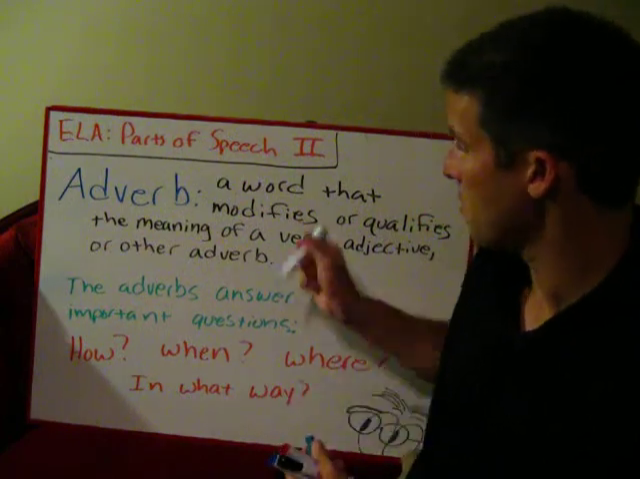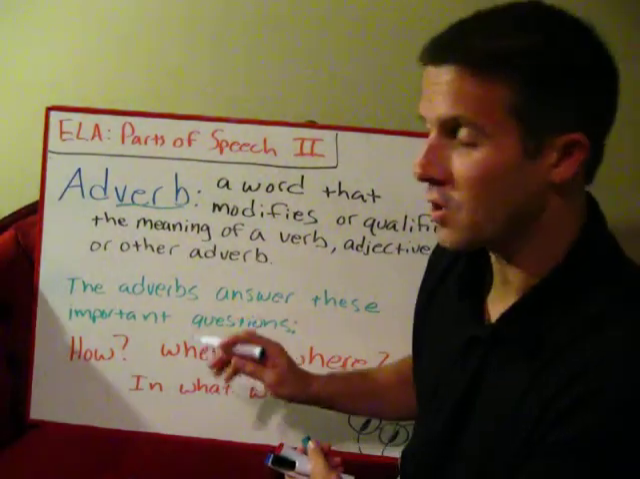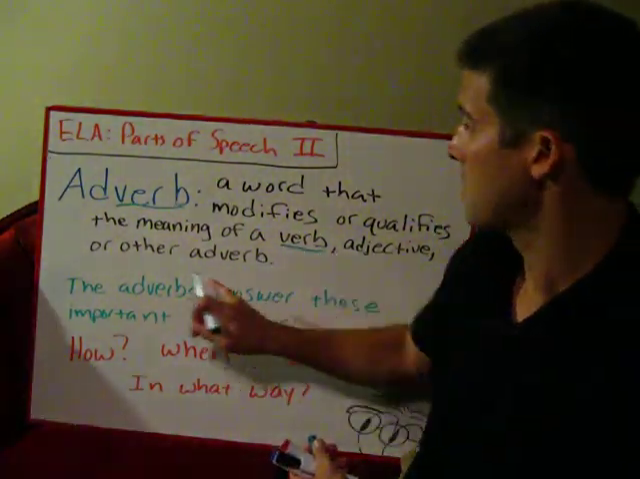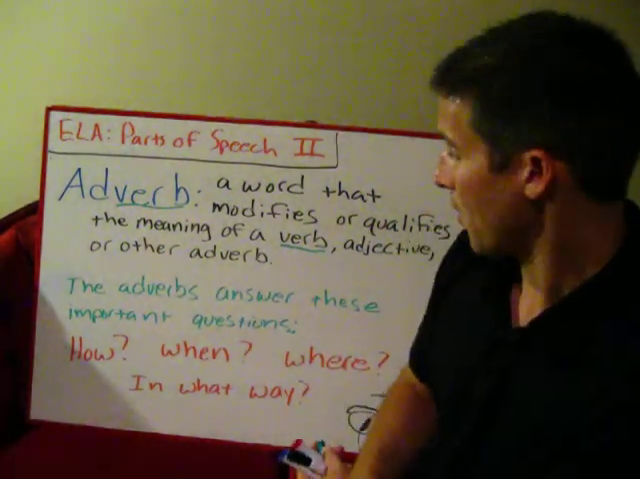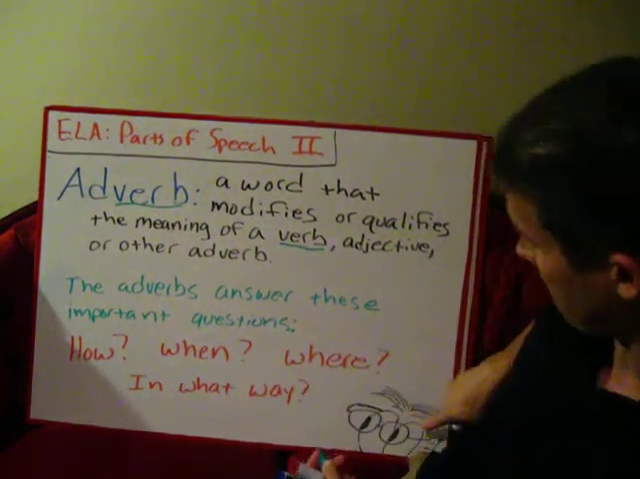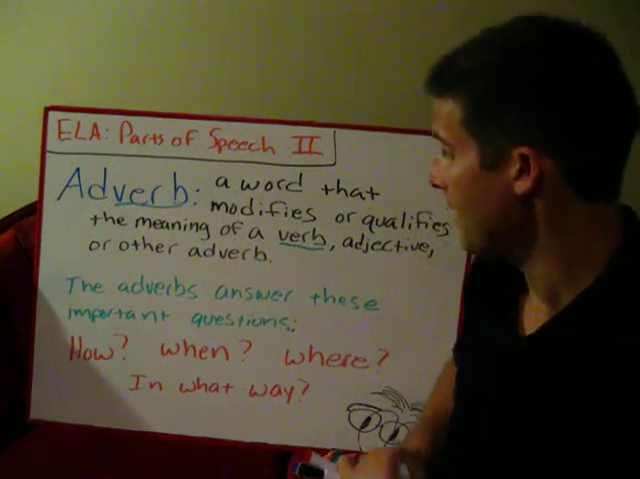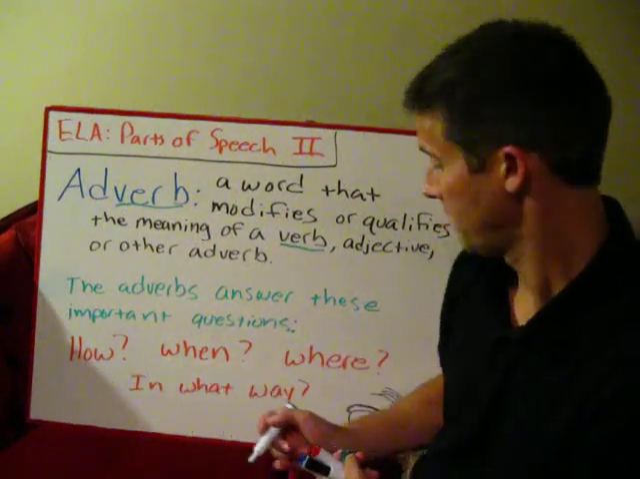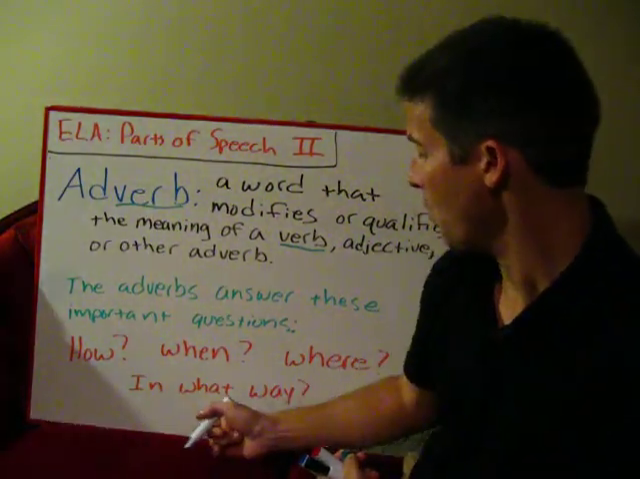And the easiest way to remember this one is the word verb in here. They usually describe verbs, but sometimes it will describe other adjectives and adverbs. The adverbs answer these very important questions. You're going to want to write these down, just like this smart student is here in the corner. They answer the questions how, when, where, or in what way.